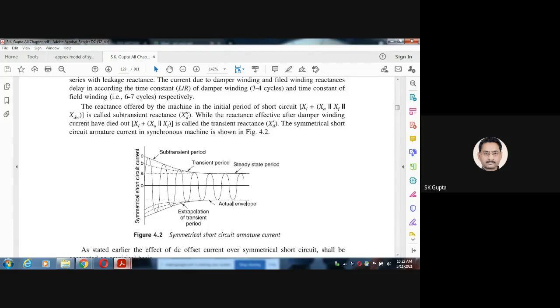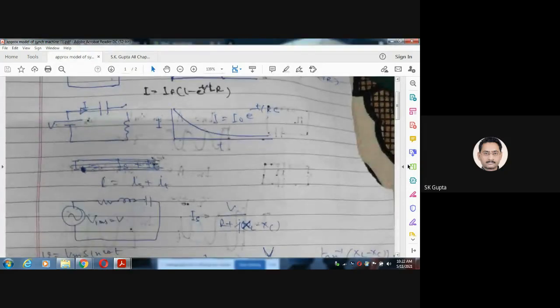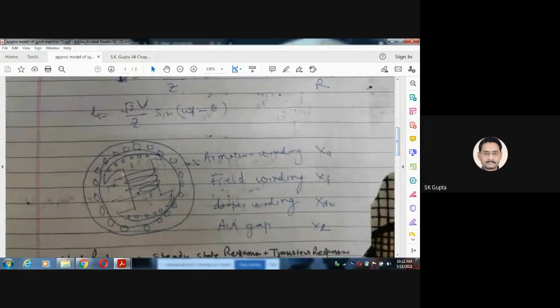You can see here, we can see here like this. This is the field winding. Here it is a field winding. Here it is a damper winding. Here it is a damper winding on the rotor, and this is the armature winding. This is the armature winding.